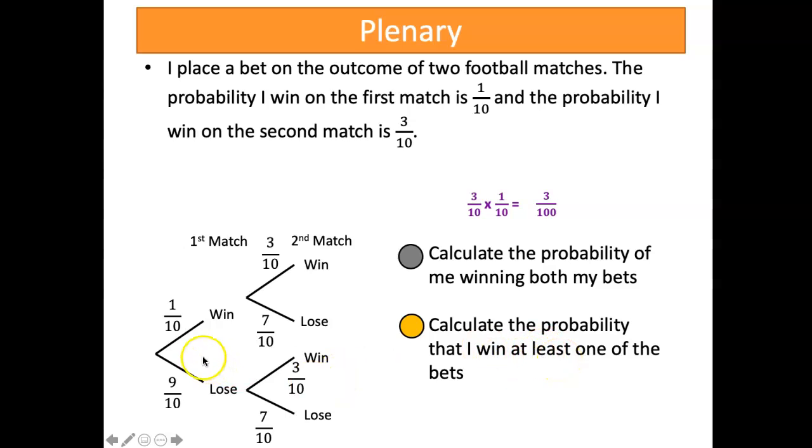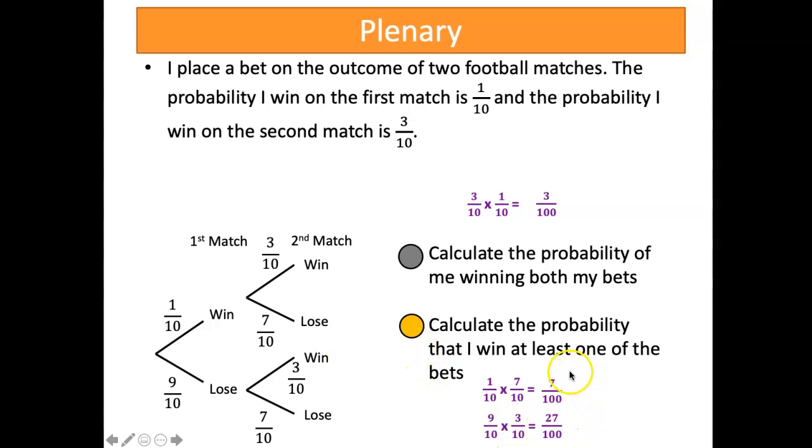Now we want to get the probability of winning at least one time. You could win the first time and lose the second time, or lose the first time and win the second time. So we have 2 scenarios here. For the first, win and lose is 1/10 multiplied by 7/10, so we will have 7 out of 100. And on the second scenario, you lose the first time, which is 9/10, and then win on the second time, 3 out of 10, which will give us 27 out of 100.